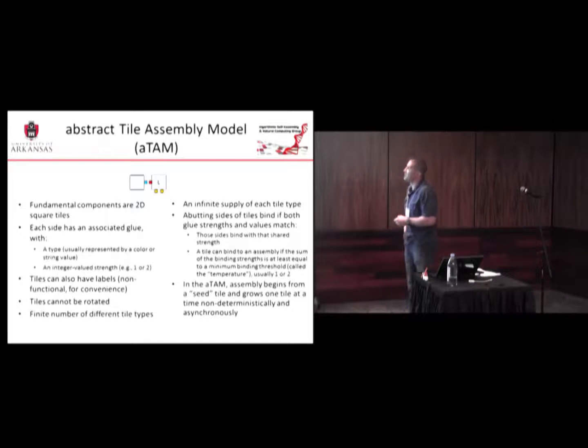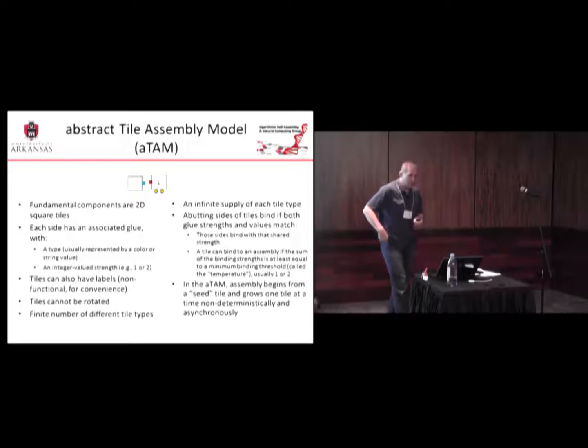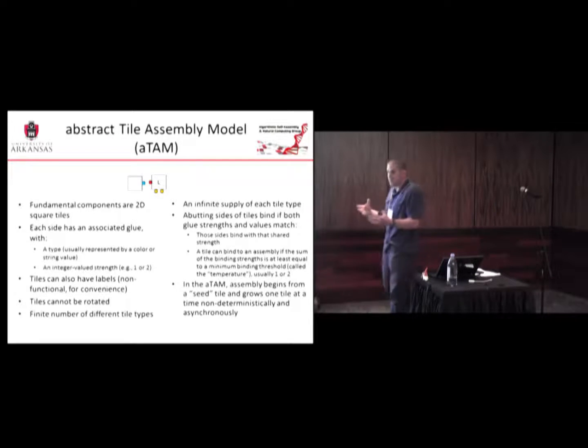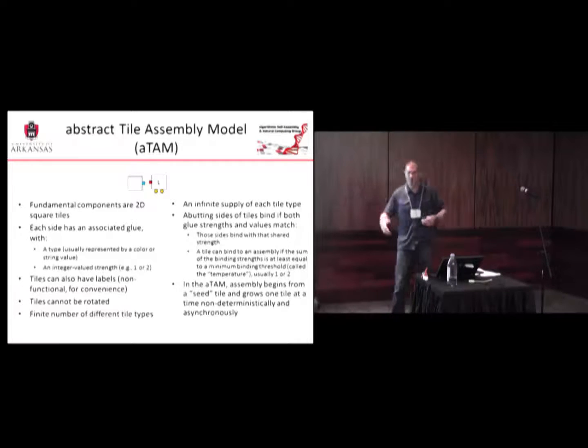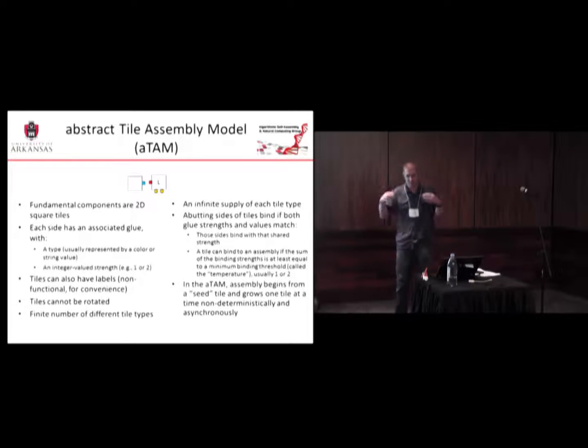And for instance, these two tiles which have mismatching glues, they're not the same, they wouldn't bind. There would be no strength of binding. And so the way that self-assembly occurs in this model is that it begins from a seed, either a structure or a single tile, and then tiles attach one at a time, and they attach to the growing assembly if they meet a minimum threshold. If the glues with which they can bind sum to a strength that meets a minimum threshold, then they're allowed to attach and stay attached.